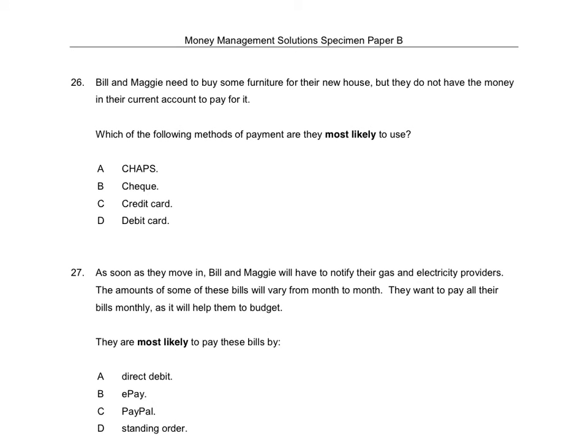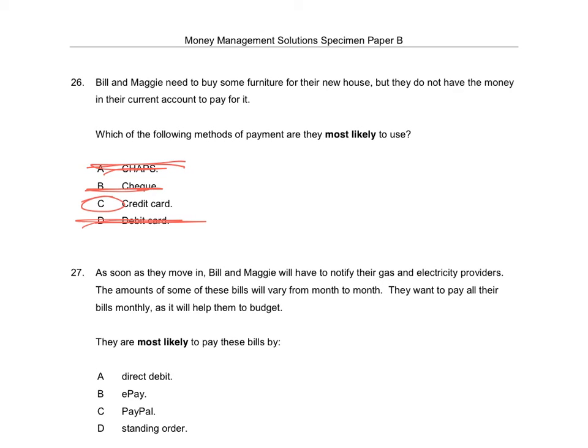26. Bill and Maggie need to buy some furniture for their new house, but they don't have any money in their current account to pay for it. What would they most like to use? Now, they're not going to use CHAPS, that's stupid for that one. They're probably not going to do a cheque, because a cheque is just your money in your account, so that doesn't make any sense. They're not going to do the debit card, because that also is just the amount of money in your account. So the answer is C, they can use a credit card.